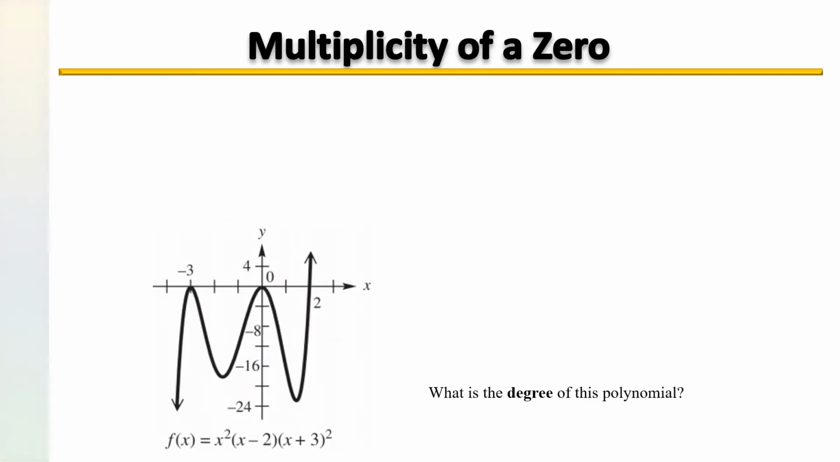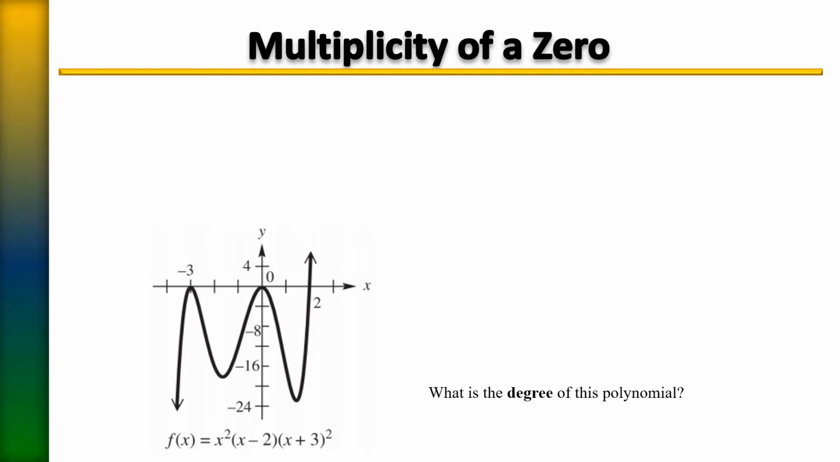Here's another graph. So what is the degree of this polynomial? Let's take a look at the multiplicities. We have 2 plus 1 plus 2. That's a total of 5. So the degree is 5.